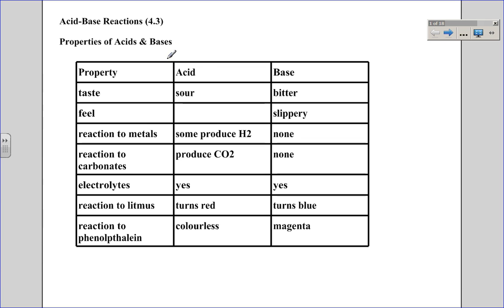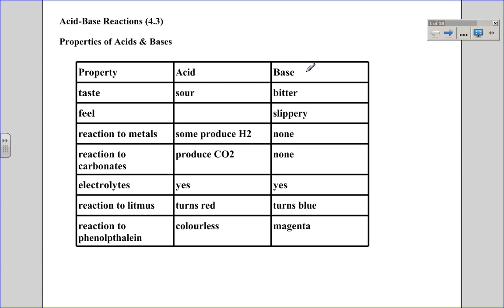So examples of acids include vinegar, citrus fruits, and bases. A classic base that you've had experience with is soap. You've also had some experience with acids and bases in the lab. Substances like hydrochloric acid and sodium hydroxide are classic acids and bases used in the lab.